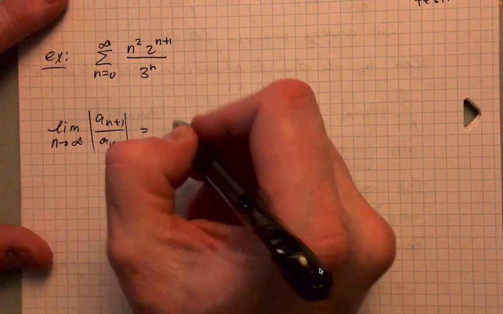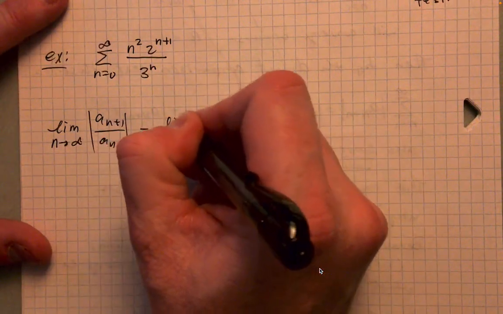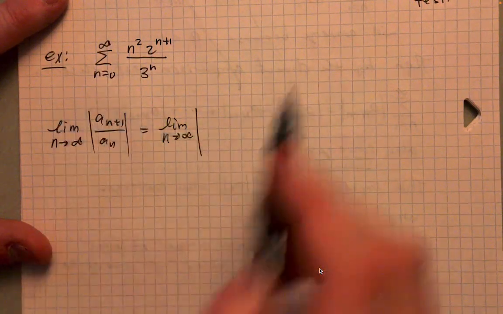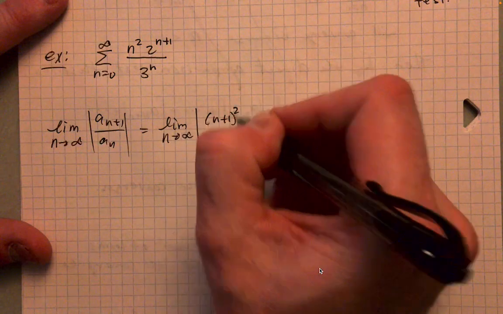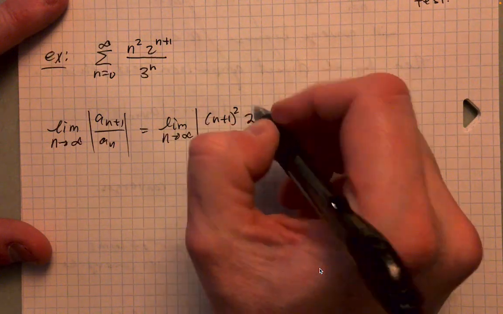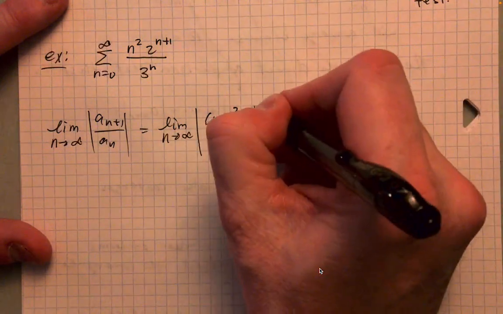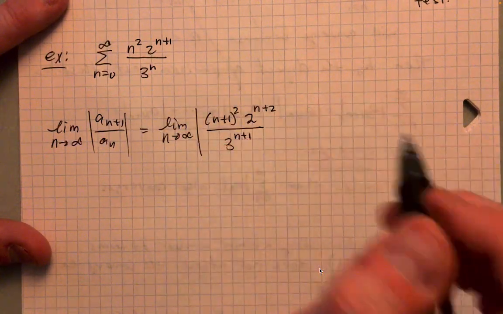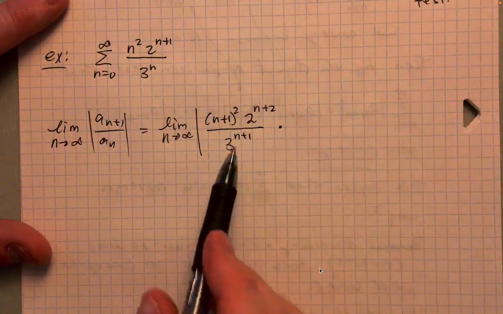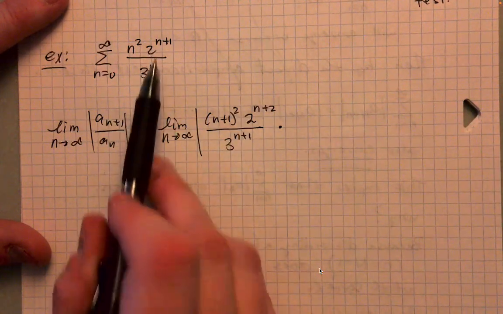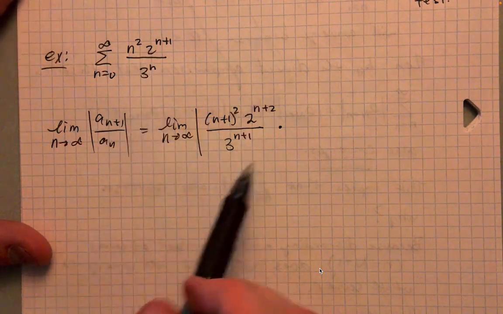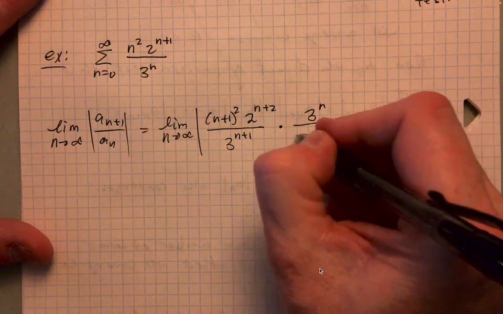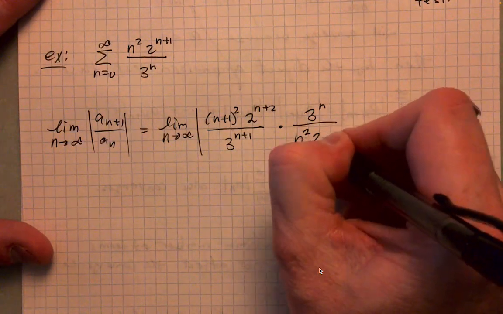Okay, so what do we get here? We get the limit as n goes to infinity. And now we have to write in the n plus 1 term first. So that'd be n plus 1 squared times 2 to the n plus 2 power divided by 3 to the n plus 1 power. Then we're going to take that divided by a sub n, which is just this, so I'm going to reciprocate that and multiply. So I'd have 3 to the nth power, and then down here it's n squared times 2 to the n plus 1.